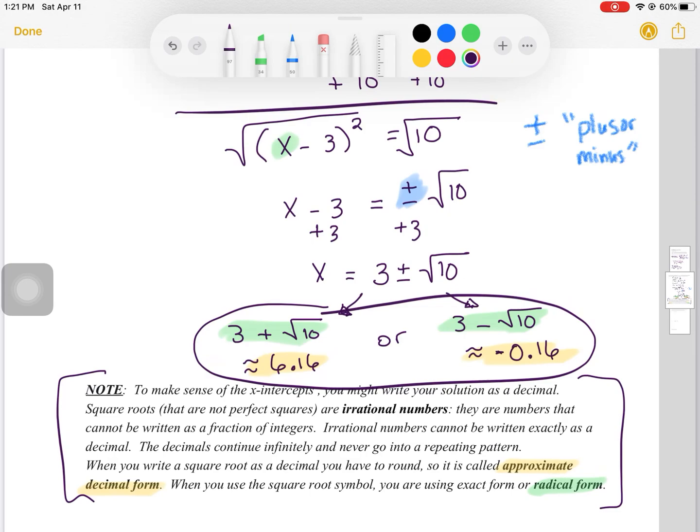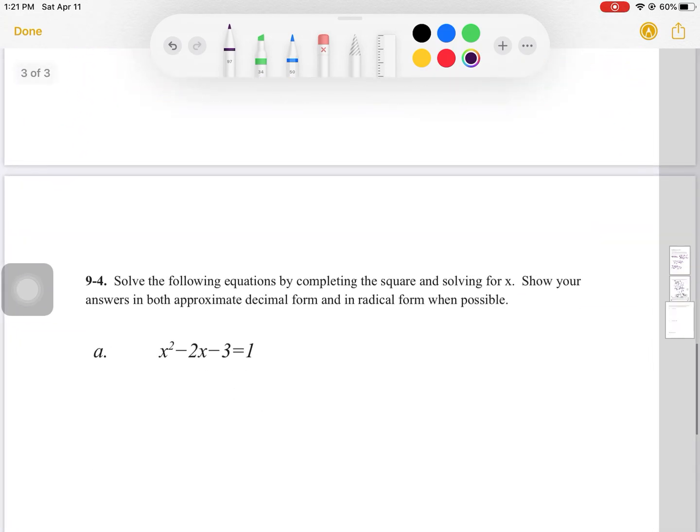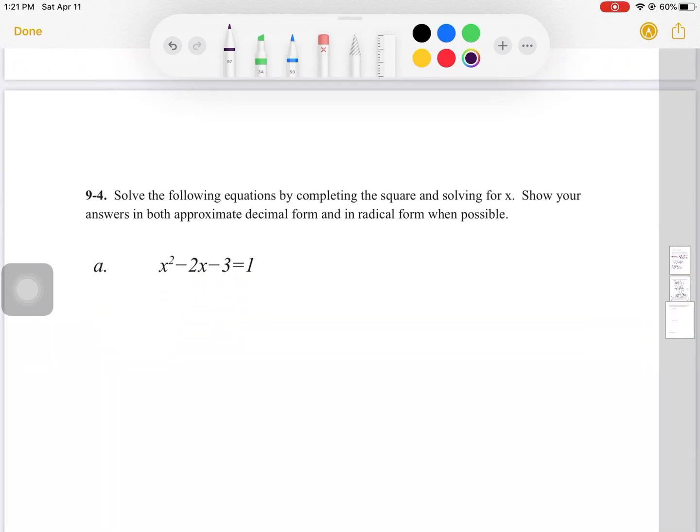Sometimes they ask you to find the exact roots. Sometimes they ask you to find the approximate roots. So we're going to go ahead and practice this again. This idea is using completing the square to solve for x. I have two more examples on this page.